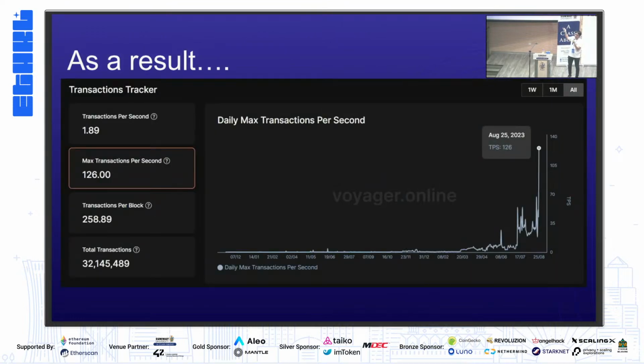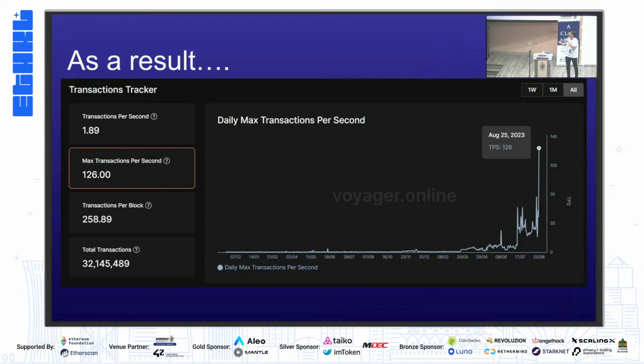So as a result, what happens, right? This is already live. It happened a couple of, I don't know, I forgot when, maybe last month or something like that. We have seen a massive spike in TPS. We have achieved 122 max TPS already. It doesn't mean that this is our limit. It only means that this is the limit of the users. Users are not using enough.